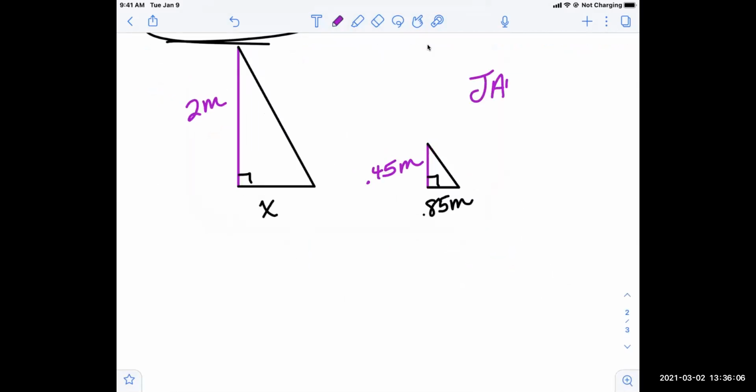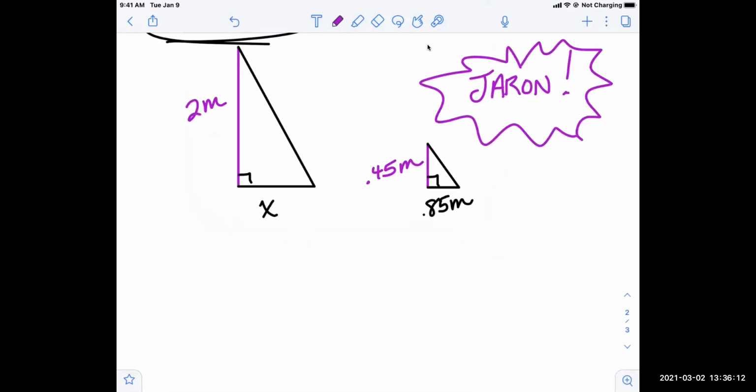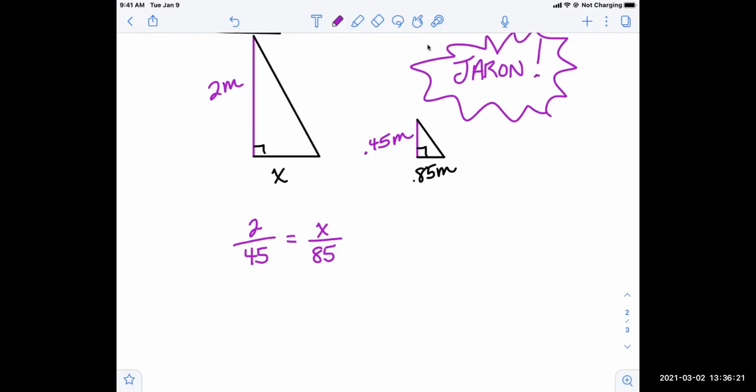You would have 2 over 45. Okay. And then you would have x over 85. Okay, tell me why it's okay to make it 45 and 85. What do you mean? Because it was supposed to be 0.45 and 0.85. Did you just ignore the decimal points?